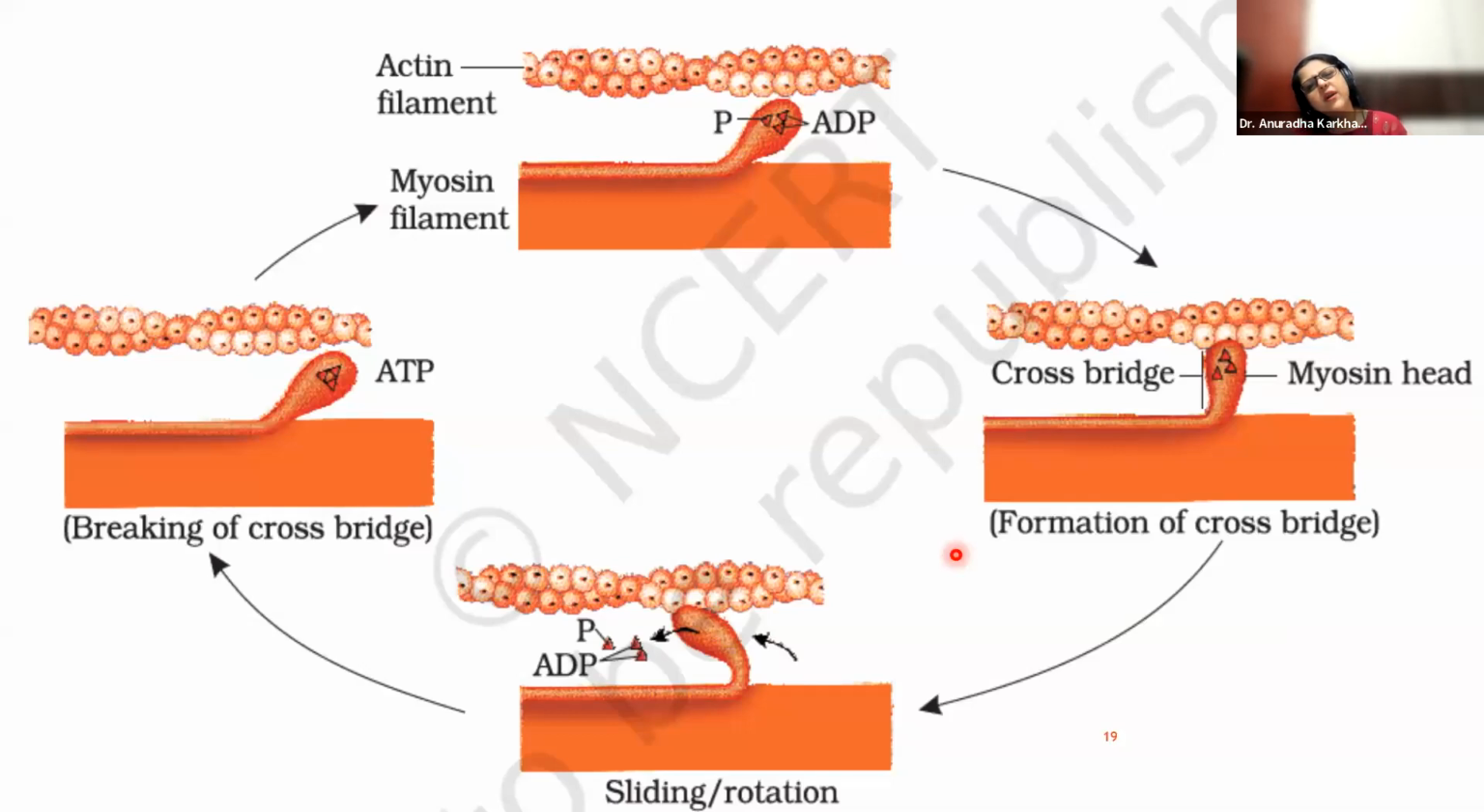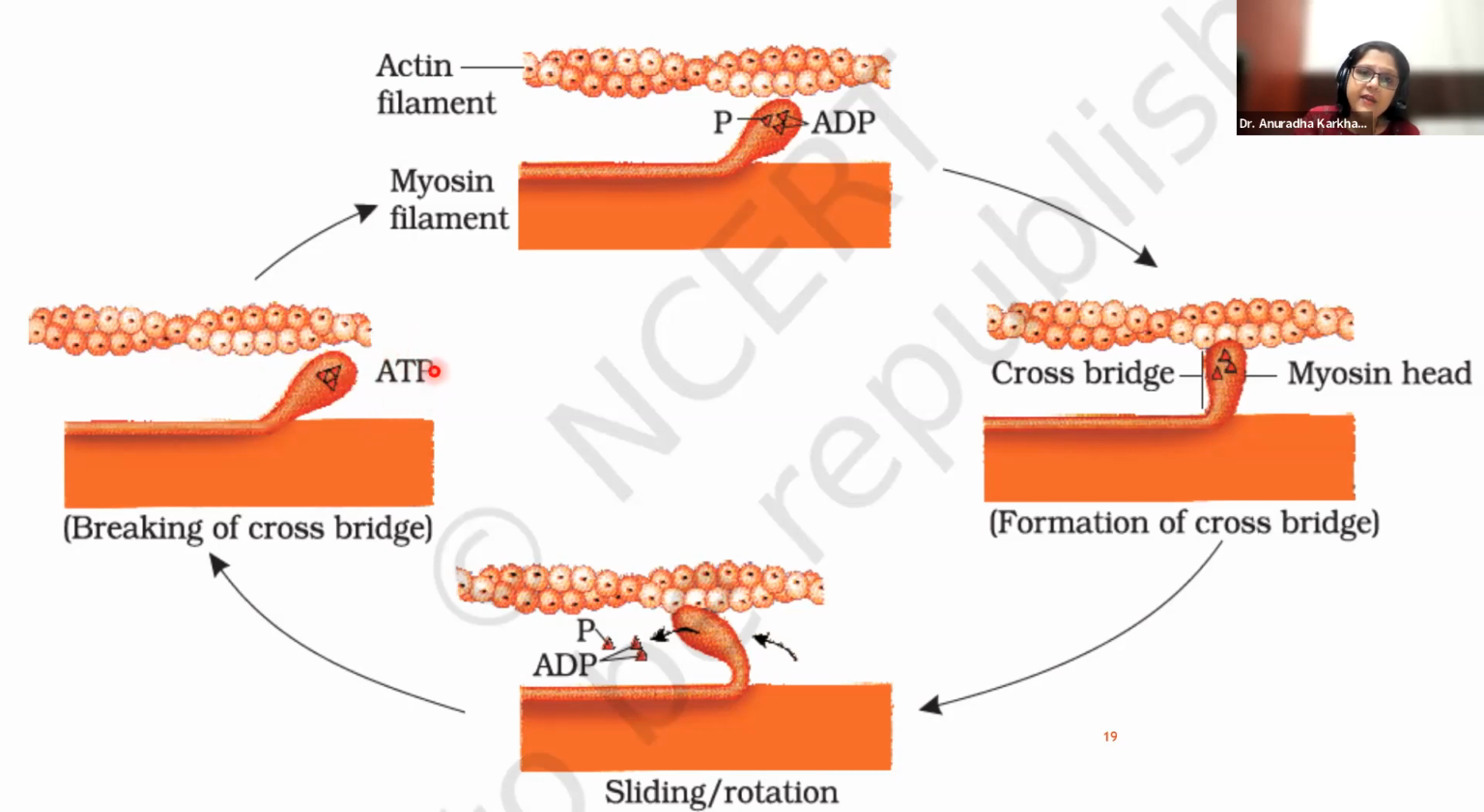But will it remain in the contracted position only? It will be so painful. If it remains in that contracted position only, it will be so painful. So it has to again become normal and bring about the second contraction. So for this, what is going to happen? There has to be breaking of the cross bridge. Again, the myosin head will be separated from the actin filament.